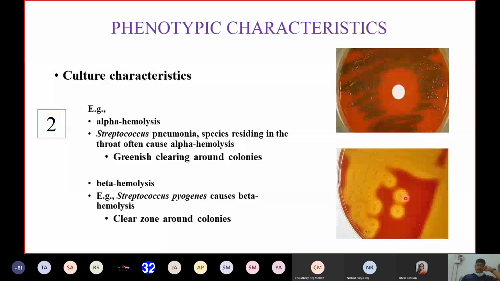So here in cultural characteristics, what I am trying to show is that they can change the color of media because of their hemolytic properties, and based on that we can identify the organism. When we see alpha hemolysis, it can be Streptococcus pneumoniae, it can be all the streptococci except certain beta hemolytic streptococci. Precisely, it could be Streptococcus pneumoniae, Streptococcus mutans, Streptococcus salivarius, sometimes Enterococcus.